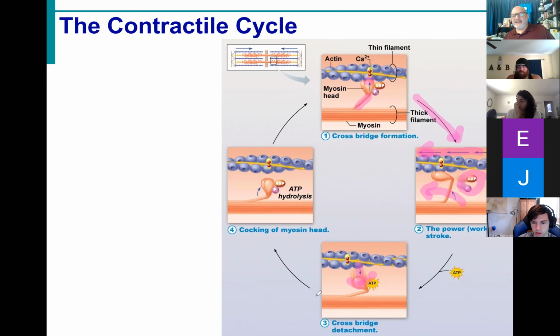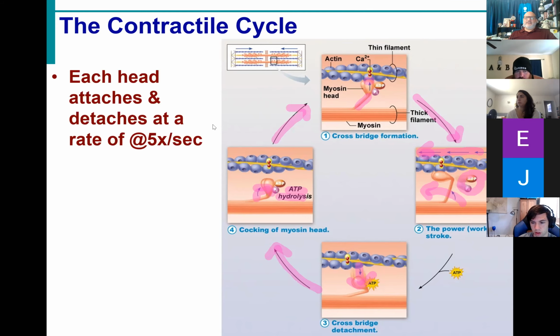But that myosin head's not ready to do work until it splits that ATP. When it splits the ATP, that primes the myosin head. It has its energy. It's ready to work, and this process continues. Again, reach, grab, pull, let go. Reach, grab, pull, let go.